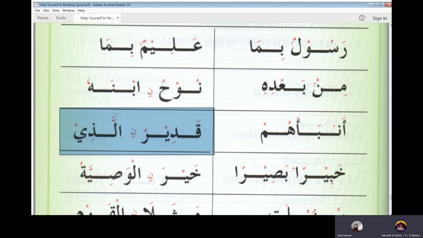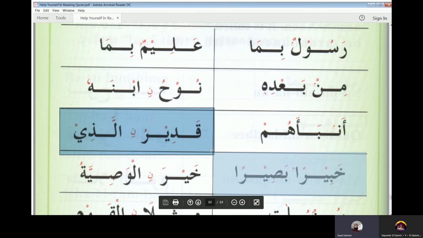Qadirun nilazi. Read it again. Qadirun nilazi. Good. Read again. Qadirun nilazi. Good.